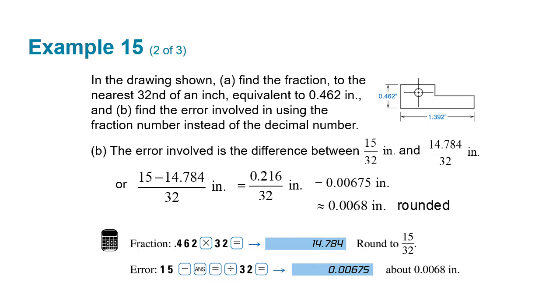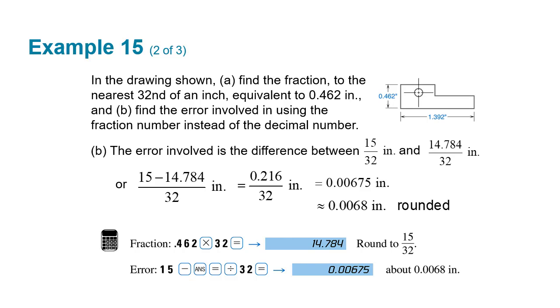Now we can also figure out what our error is by doing this conversion. Because we used 15 32nds, we know that the actual answer we got was 14.784. So we subtract those two, and our 15 32nds is actually off by 0.216 of a 32nd. And when you put that into your calculator, you get 0.00675 inches, and we could round that to 0.0068. So we know that we're off by that much.